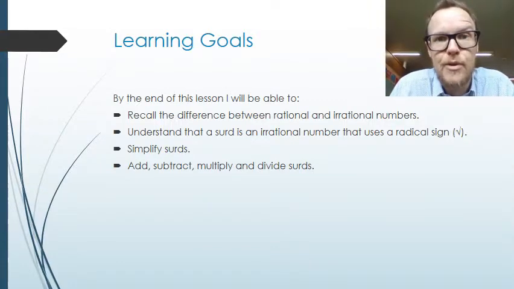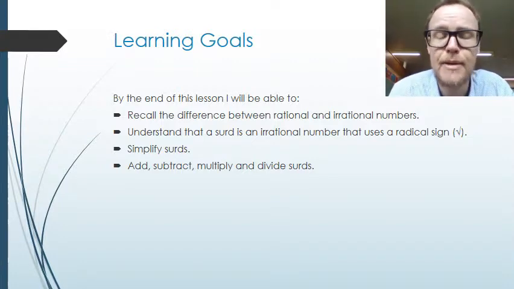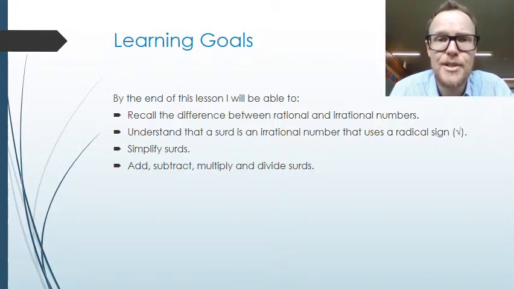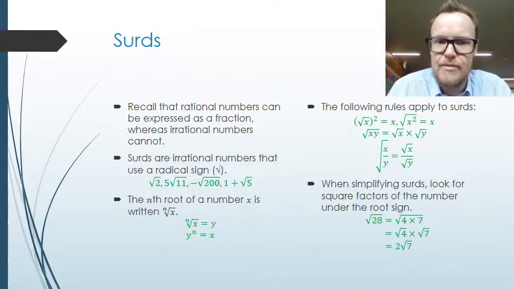Today we're going to look at operations with surds, and the learning goals for today are that by the end of this lesson we're going to be able to recall the difference between rational and irrational numbers, understand that a surd is an irrational number that uses a radical sign. We're going to be able to simplify surds, and we're going to be able to add, subtract, multiply and divide surds. So firstly, remember that a rational number is one that can be expressed as a fraction.